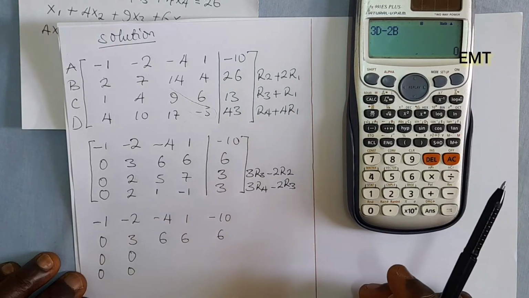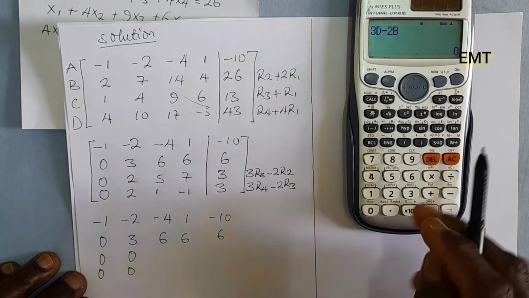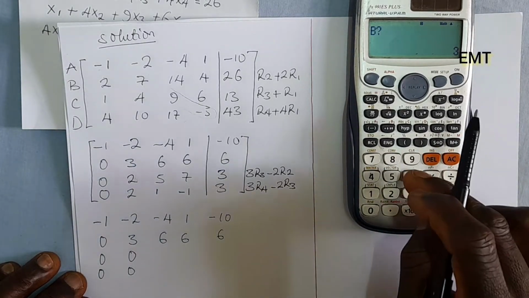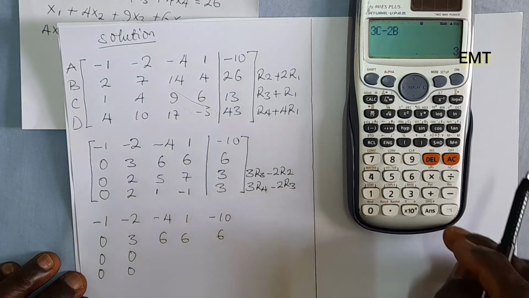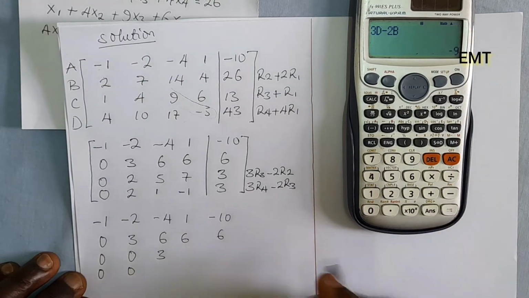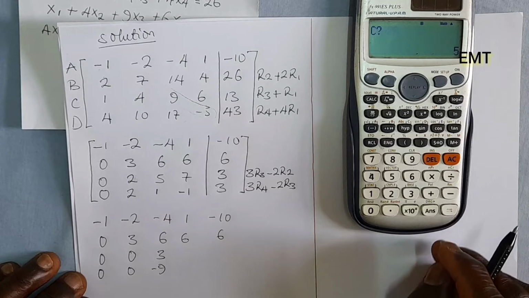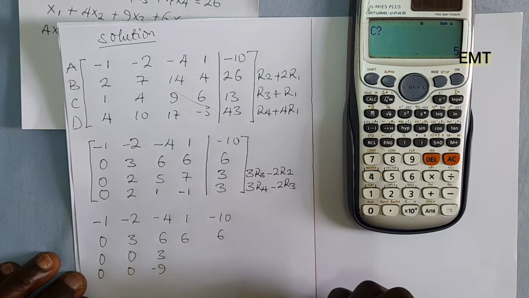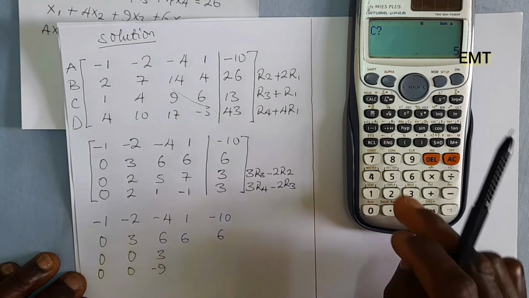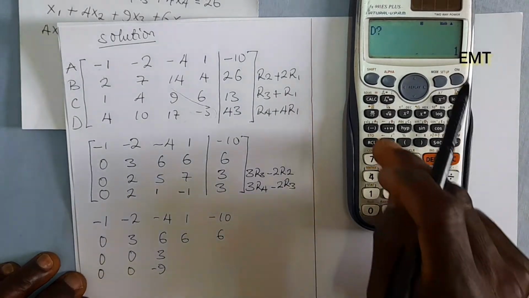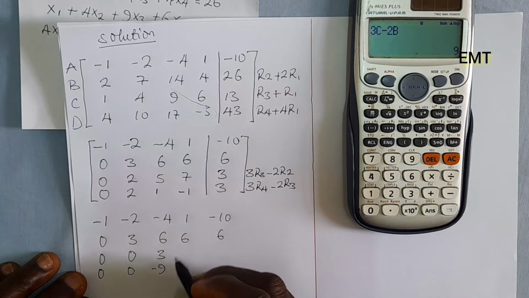We proceed to the next column. Sorry, C is 5. B is 6. And D is 1. So we have 3 for B, -9 for D. We proceed again with the next column, which is column 4. C is 7 in that column, B is 6, and D is -1. The values are 9 and -15.